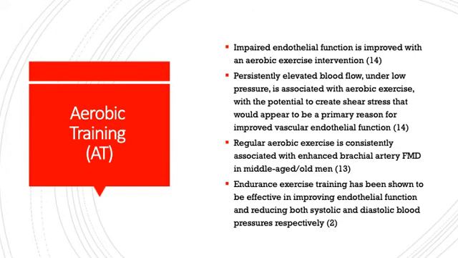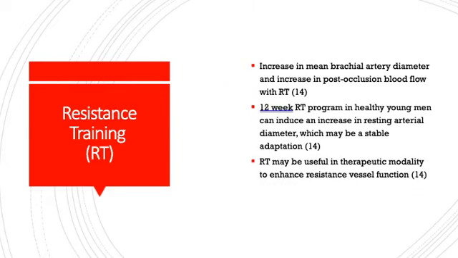So, diving right into the AT and FMD literature. Aerobic training has been shown to persistently improve vascular endothelial function as well as reduce both systolic and diastolic blood pressures. This has been shown in various populations, including older men, obese women, etc. RT and FMD has been shown to increase mean brachial artery diameter and increase post-occlusion blood flow. The most significant finding from some of the RT literature has been enhanced resistance vessel function.